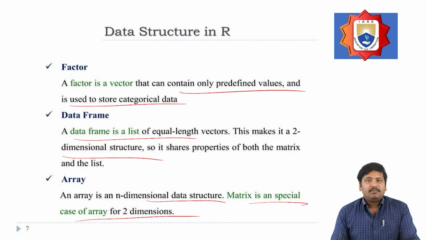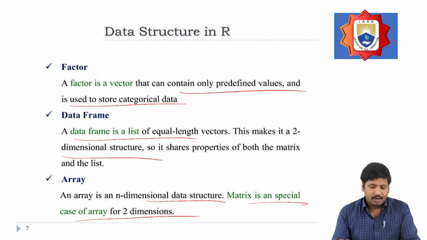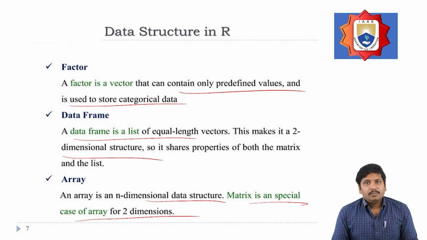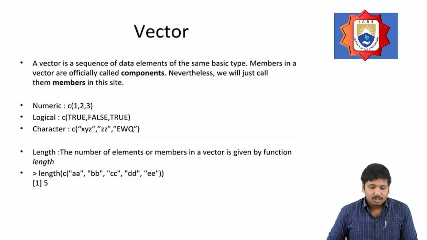So the factor is a vector that should contain only the predefined values, and it is going to be used to store the categorical data. And a data frame is a list of equal length vectors, so it should be a two-dimensional structure. And an array is nothing but an n-dimensional data structure, where a matrix is the special case of an array of two dimensions.